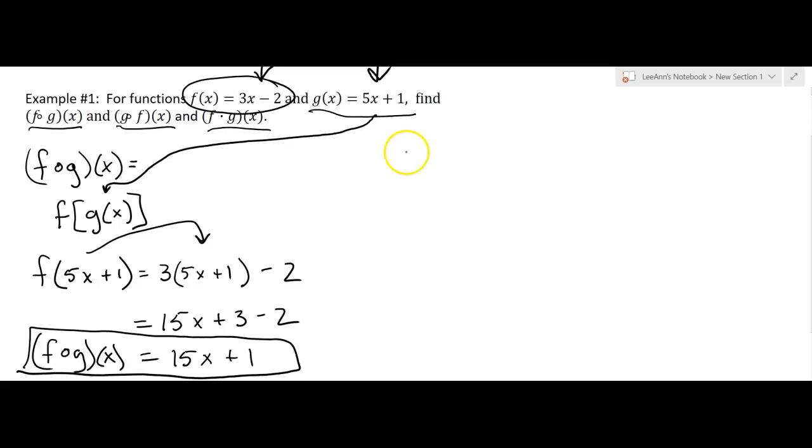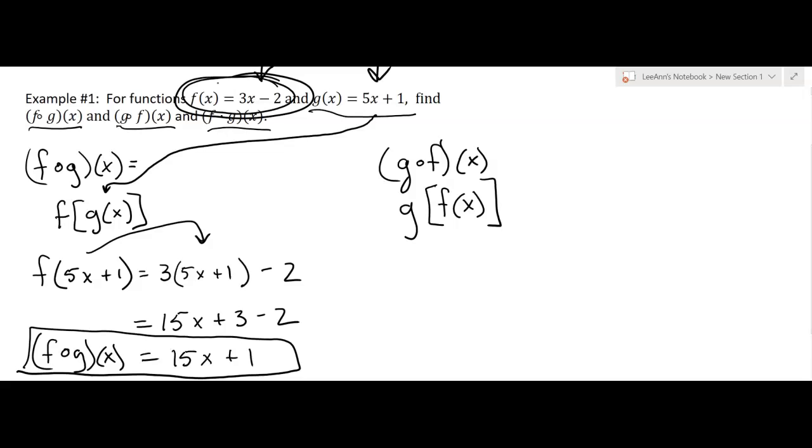Now we're going to do g compose f of x. So I'm going to use that other notation like I did on the last problem and write it this way with the bracket because I think it might be a little easier to understand. So now I'm going to take my f of x, this one right here, and put it in. So the 3x minus 2 is going to go right there. So then I have g of 3x minus 2.